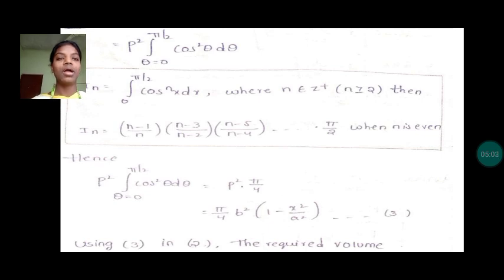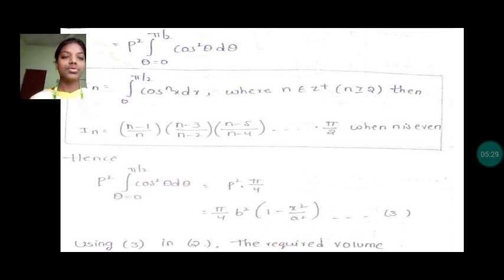We know the formula: if n is even, the integral equals (n − 1)/n × (n − 3)/(n − 2) and so on, times π/2. Hence p² ∫ θ=0 to π/2 cos²θ dθ equals p² × π/4, which is π/4 × b²(1 − x²/a²).